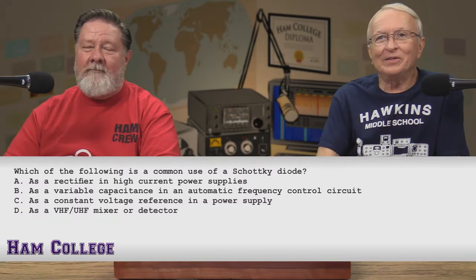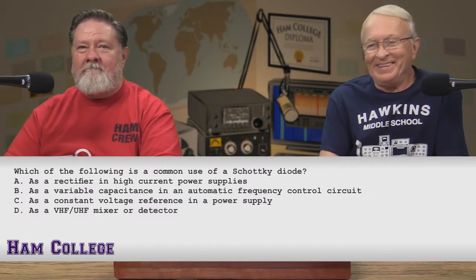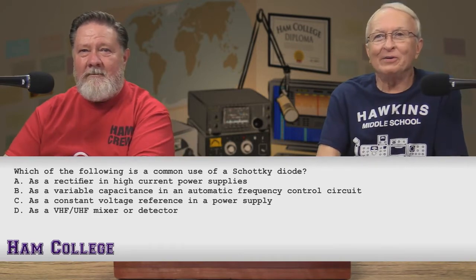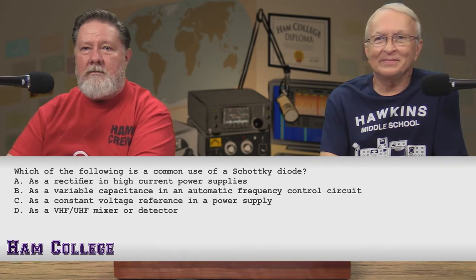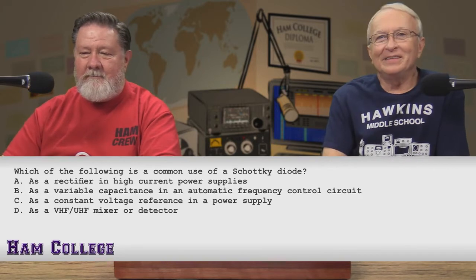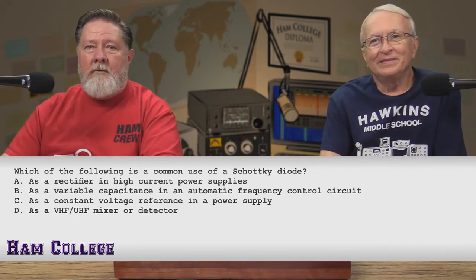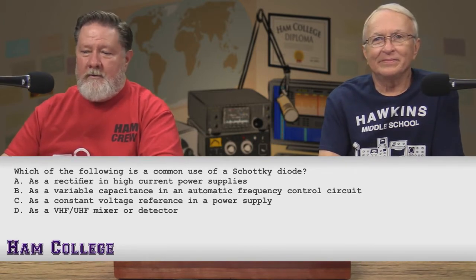Which of the following is a common use of a Schottky diode? A, as a rectifier in high current power supplies. B, as a variable capacitance in an automatic frequency control circuit. C, as a constant voltage reference in a power supply. Or D, as a VHF, UHF mixer or detector. All right.